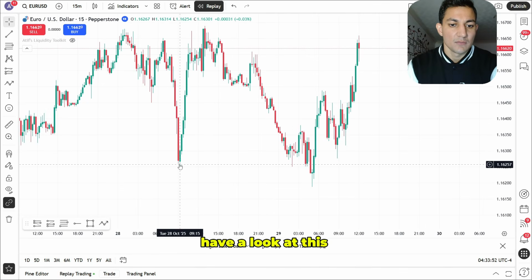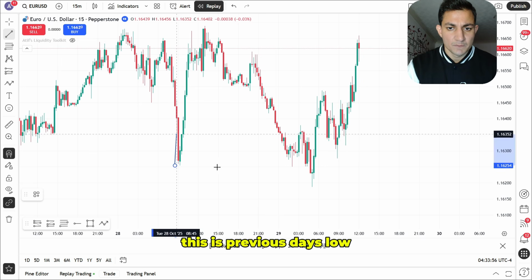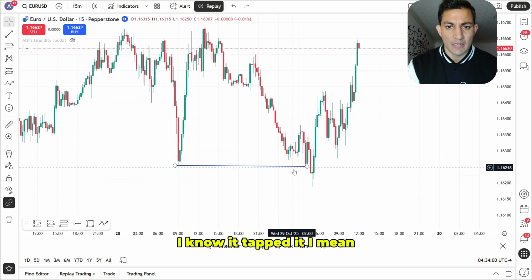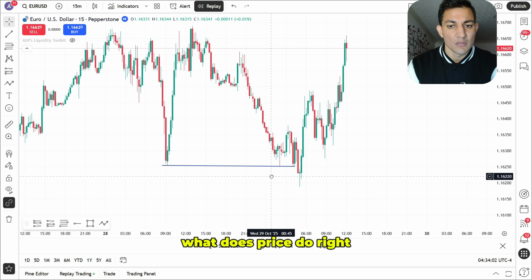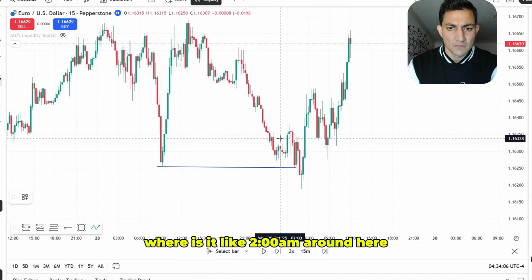Have a look at this. This is previous day's low. Let me mark this up for you. This is previous day's low. And what does price do? I know it tapped it. I mean, it's basically equal lows here. What does price do? And remember, London session is, where is it? Like 2 a.m. around here.